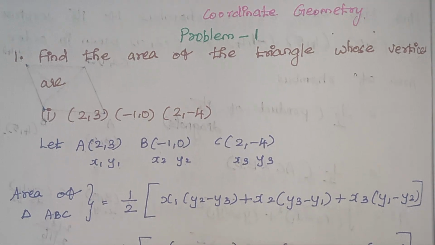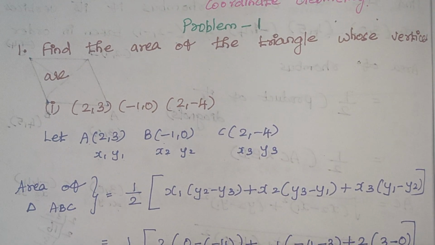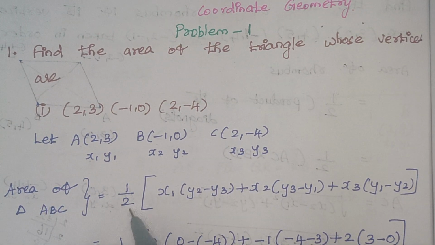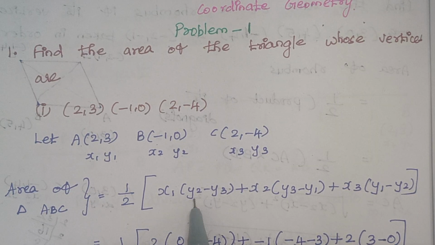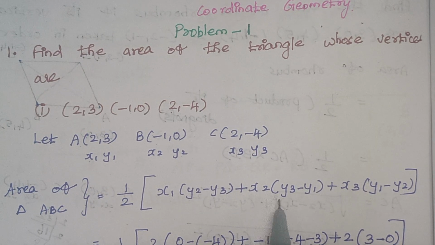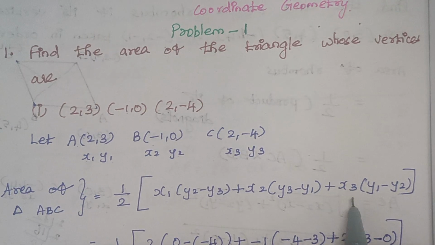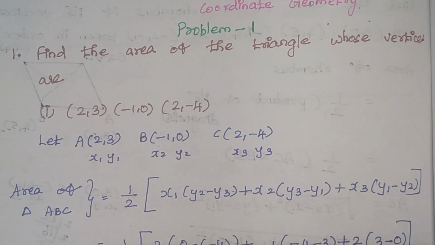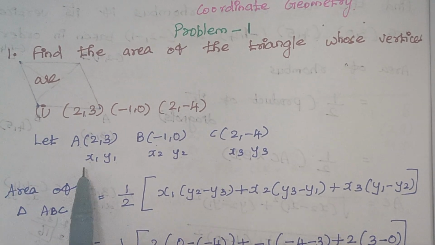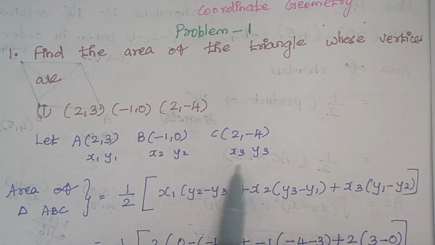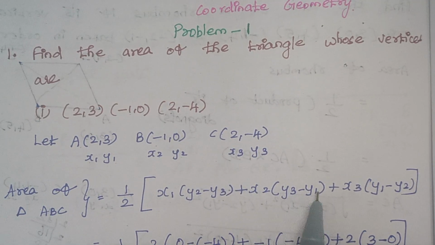So what is the formula to find the area of the triangle? Area of the triangle is given by half x1 into y2 minus y3 plus x2 into y3 minus y1 plus x3 into y1 minus y2. So here you see we have all the parameters, right? All the data is required to substitute in this formula.